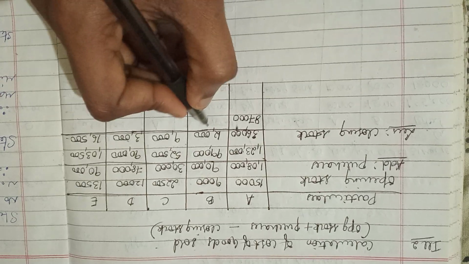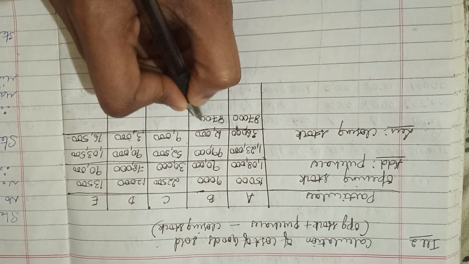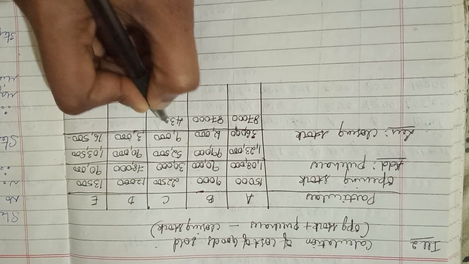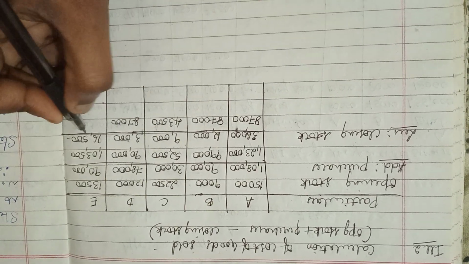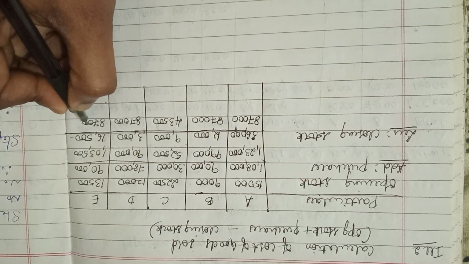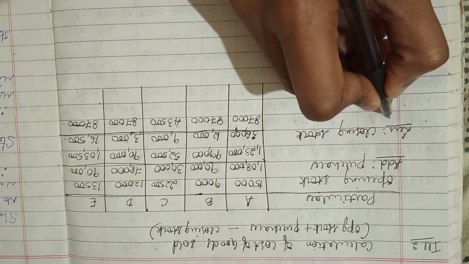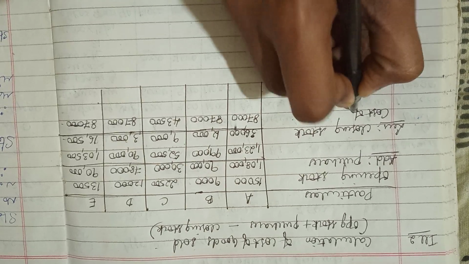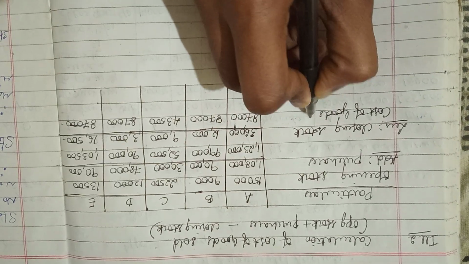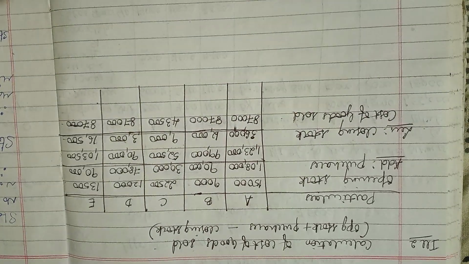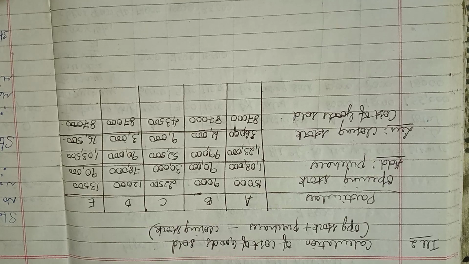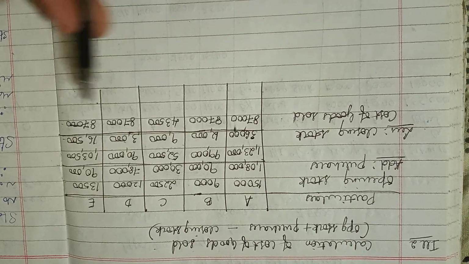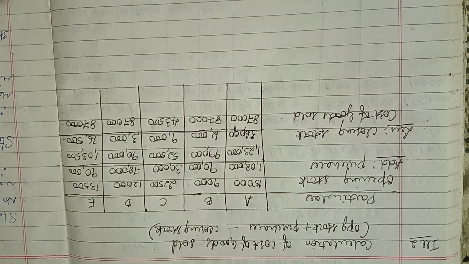Okay. The next again we get 87,000, 43,500, 87,000, and again we get 87,000. Okay, so what is this? Cost of goods sold. So we got the cost of goods sold. Now it has been apportioned based on cost of goods sold. Has the apportionment been done here? No, we have to find out the apportionment here.